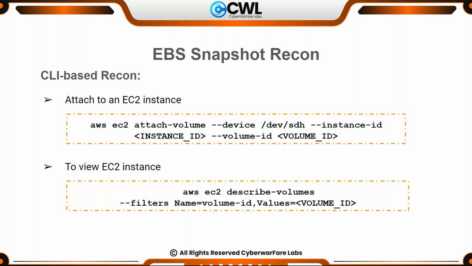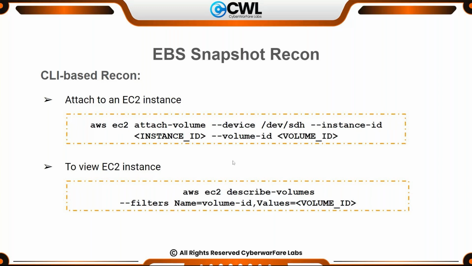For this command, the attach-volume field is important. This field is used to attach the EBS volumes to the EC2 instance. And we have the --device option here, which specifies the device name to use for the attached volume on the instance. We have to replace this /dev/sdh with the desired device name.